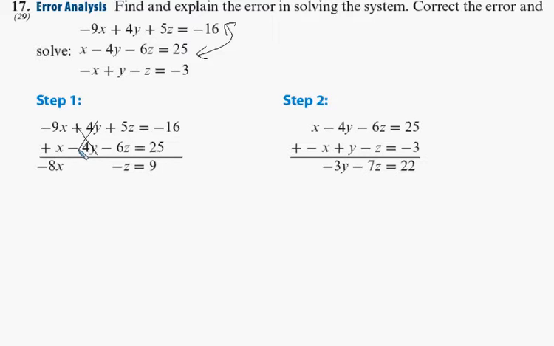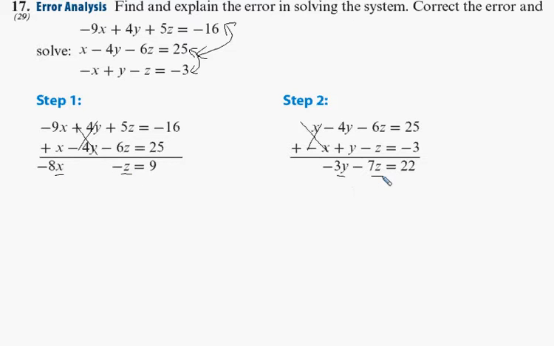Now let's look over here at step 2. It looks as if he's using the second and third equation. Well, that should work just fine, right? Okay, he's using elimination again, but this time he's making the negative x's go away. So here we have an x and a z. Here we have a y and a z.